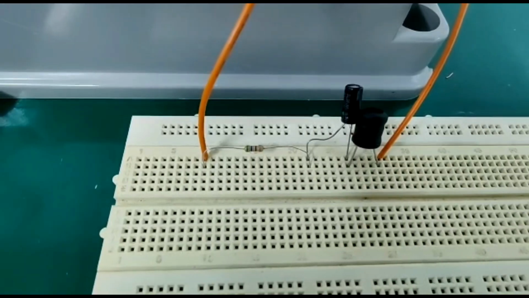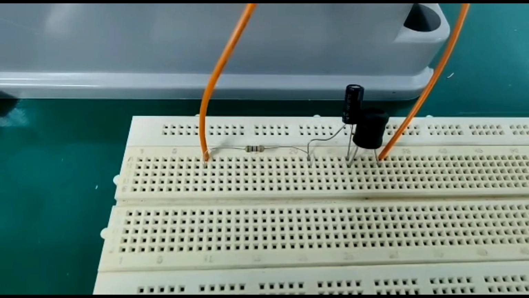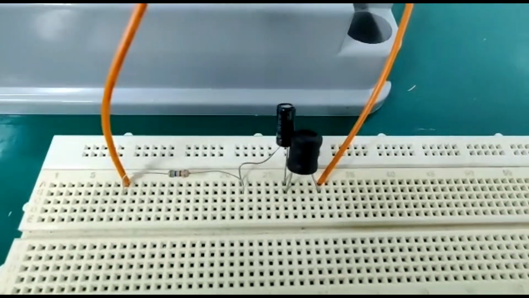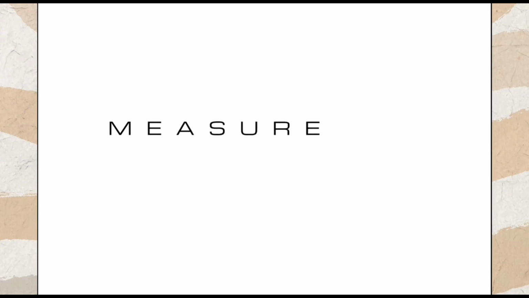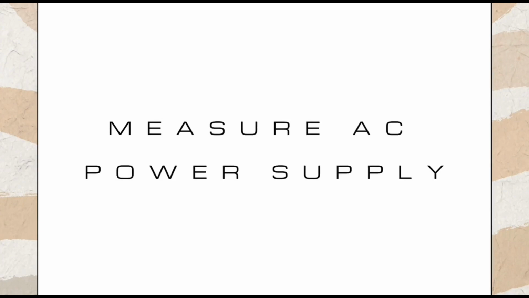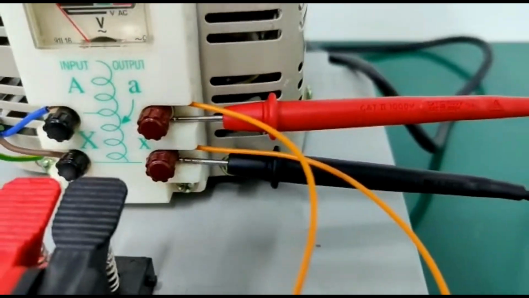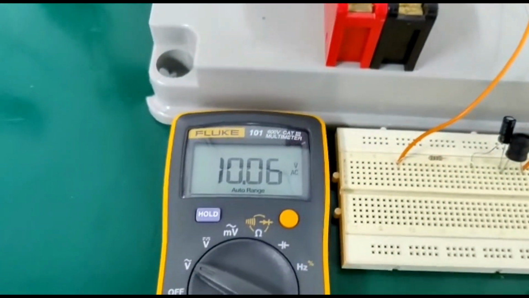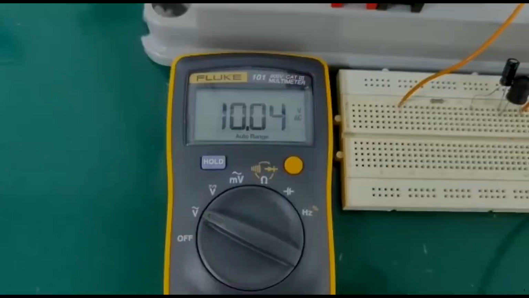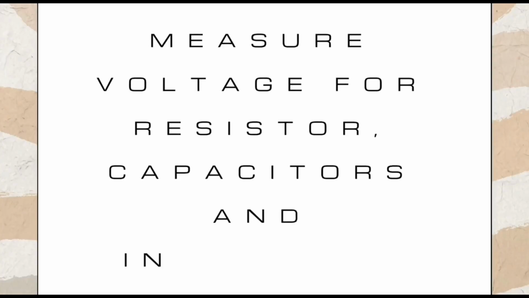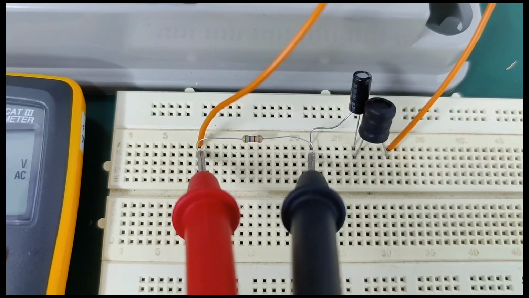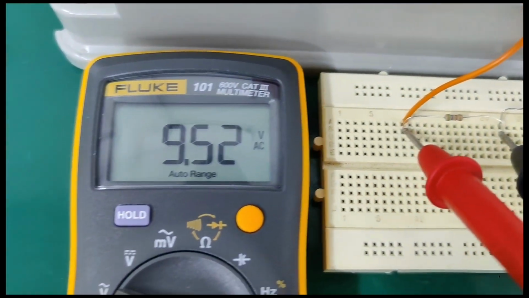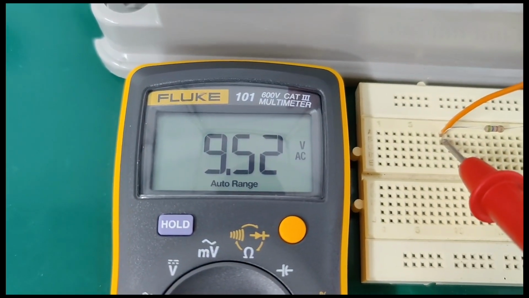Hence, we can identify the resistor by using the resistor color code. The circuit that we construct in this measurement for the resistance, inductance, capacitance, voltage and current is in series. In this video, the voltage that we use in the AC supply is 10 volts. This is how we measure the voltage for the resistor, and the multimeter shows 9.52 volts.